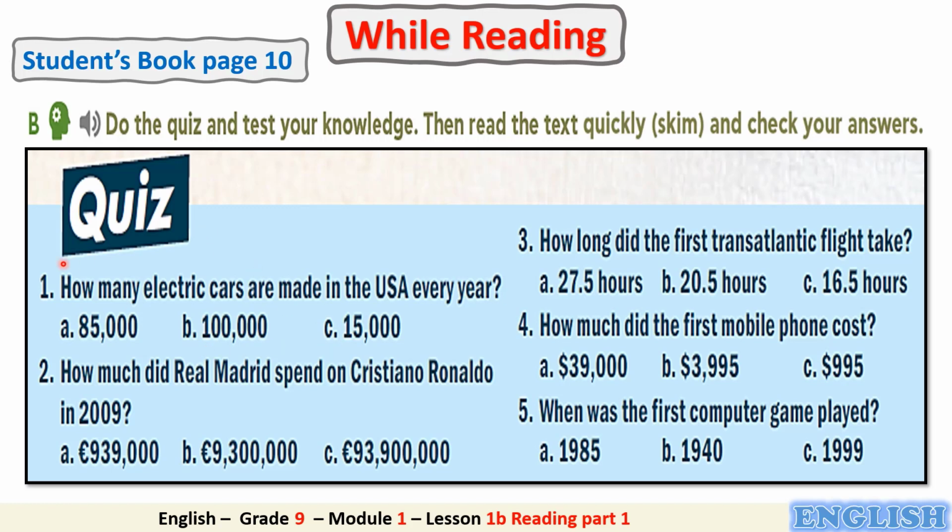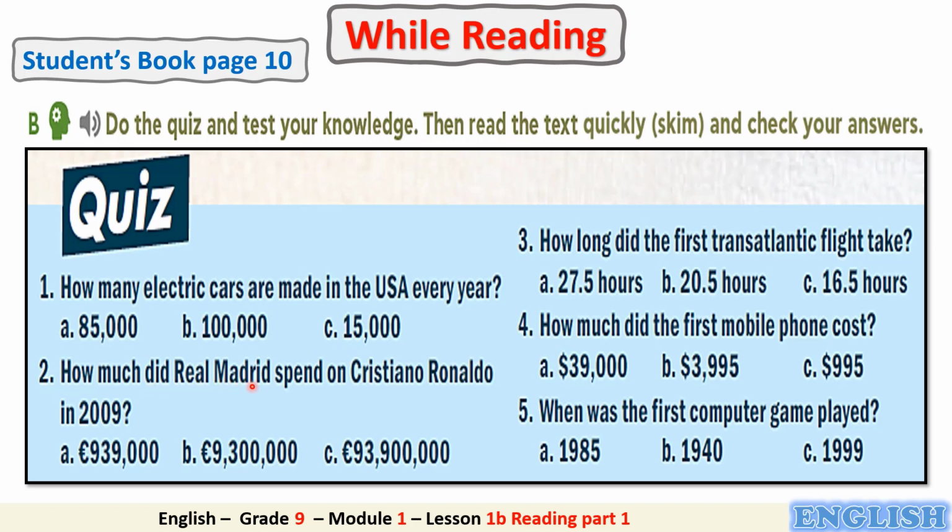Let's read the 5 questions here. Number 1. How many electric cars are made in the USA every year? A. 85,000. B. 100,000. C. 15,000. Question number 2.